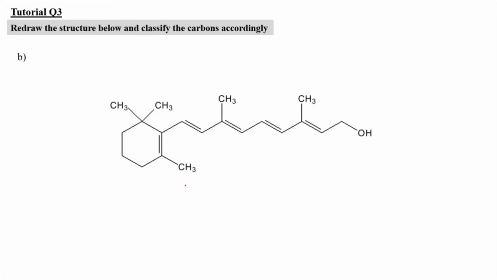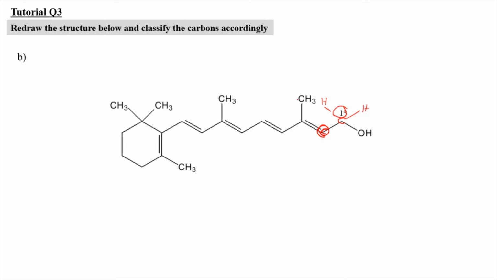We have to redraw the structure below and classify the carbons accordingly. So, you know that the carbon can be primary, secondary, tertiary, or quaternary carbon, depending on the number of carbon atoms that it is bonded to. Okay, so for this case, let's see the carbon here. The carbon here will be attached to one carbon, and it will attach to oxygen, and the other is going to be hydrogen. Because it is attached to only one carbon, it's going to be a primary carbon.